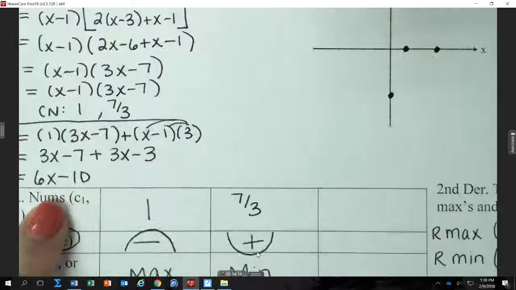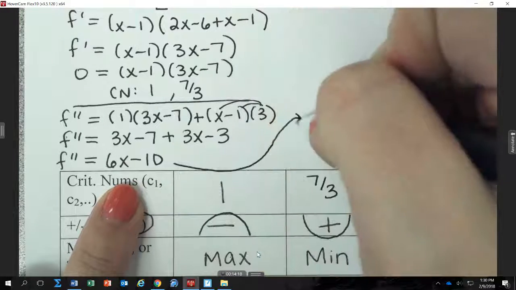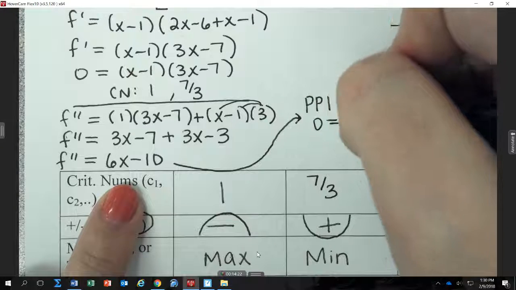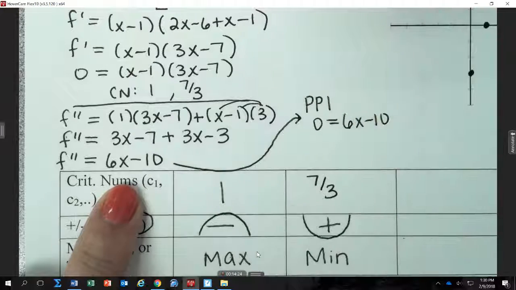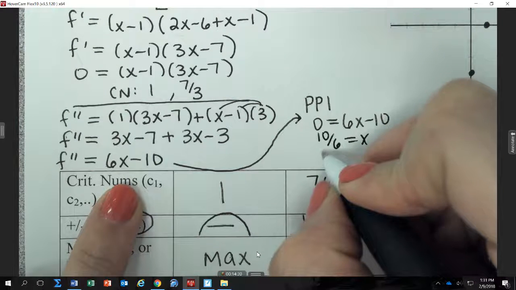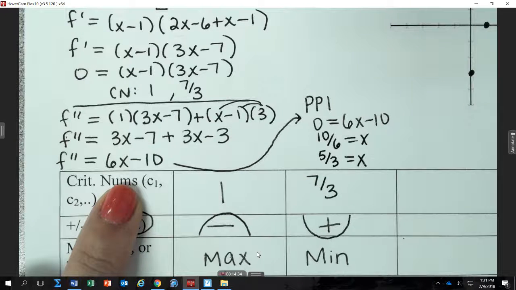So I've already got what my second derivative is. So to get the possible points of inflection, I'm going to set my second derivative equal to 0. Okay. So I'm going to end up getting 10 over 6 for x, or see, divided by 2, that would be 5 over 3 for x. So that's my possible point of inflection.